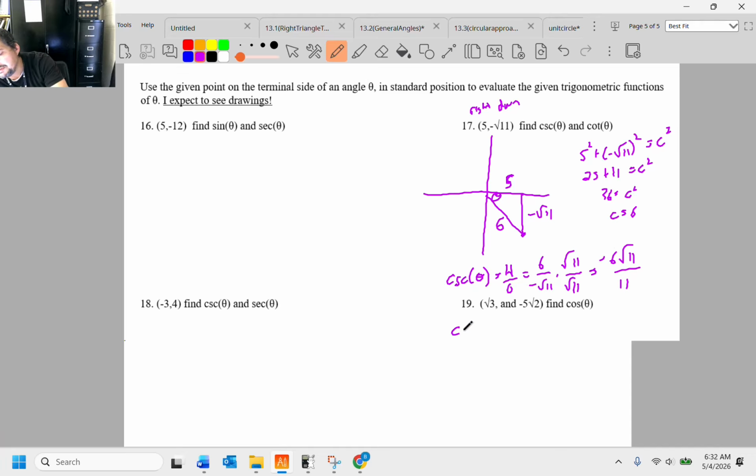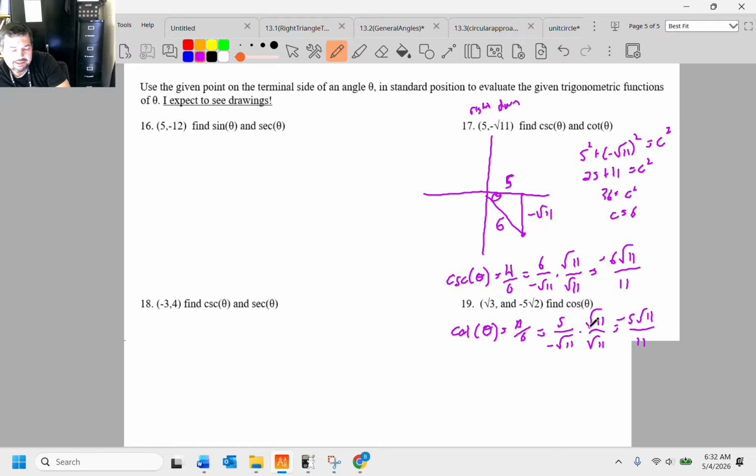We're also tasked with finding the cotangent ratio. The cotangent one is the excited one. It says AO. So it's adjacent over opposite. 5 over -√11, multiply top and bottom by √11, and we get 5√11 over 11. Don't forget the negative symbol. Easy peasy lemon squeezy. All right, what do we got next?